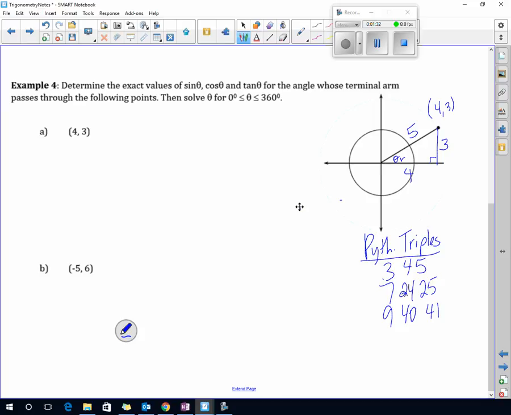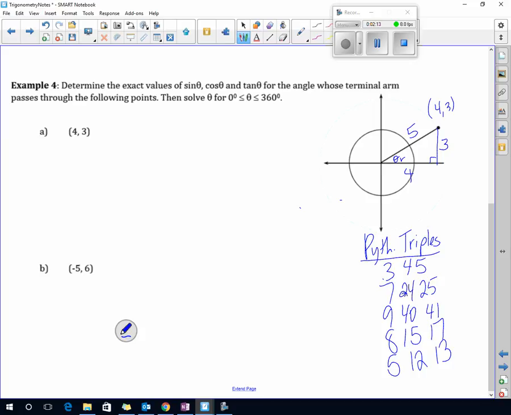There's another one. 8, 15, 17 is another one. Another one is 5, 12, 13. That's another famous one. And do you need to memorize them? No, but will it make your life faster and easier? Yes. So why are we using them? 3, 4, 5. Otherwise, I have to go 3 squared plus 4 squared equals hypotenuse squared and solve it.